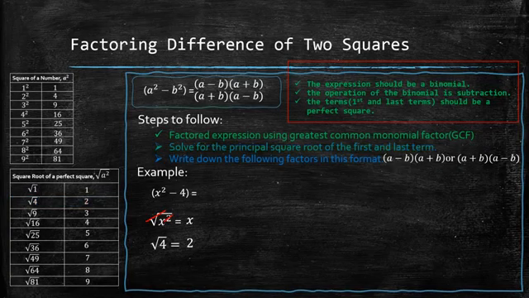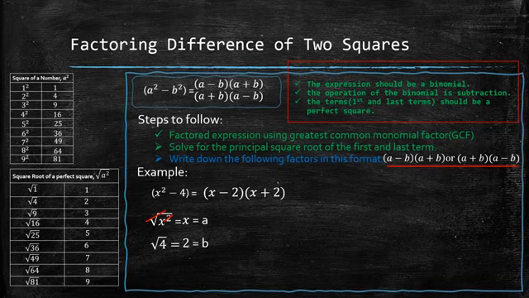Okay, check na. Next is, write down the following factors in this format. So meaning, imo ra siyang isulat sa kana nga format. Okay, kana. So isulat na nato. Your A is X, tanawa. Your B is 2. So i-substitute lang na nimo dito sa atong format. So we will have X minus 2 times X plus 2.